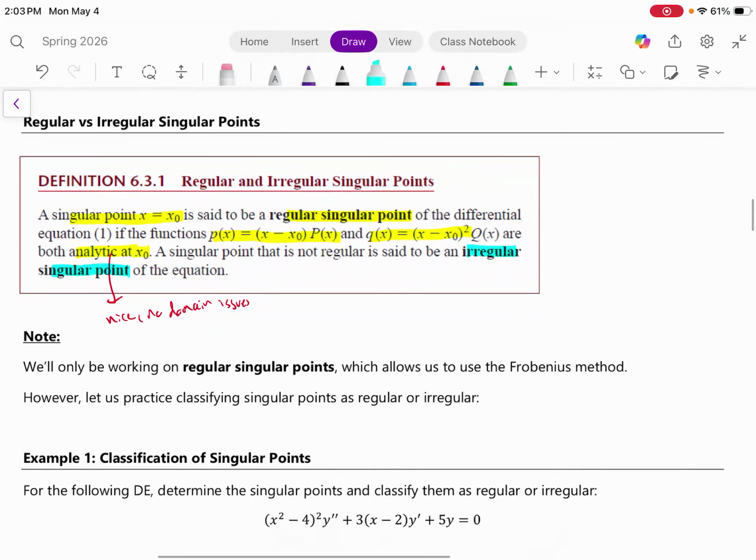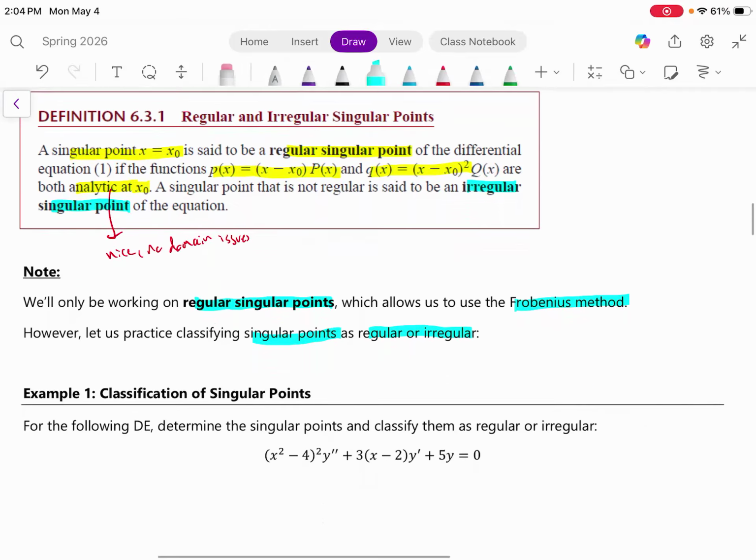Okay, so once again, we're still just in an introductory differential equations class, so we're just going to be focusing on regular singular points, which allows us to use the Frobenius method. We need a regular singular point, but it's good practice to identify regular or irregular singular points, just in case you have to take this in upper division or in grad school, so that you have a little bit of background. Maybe you could look back on these notes to see what regular and irregular are, okay? But let's go ahead and start classifying with an example, okay?